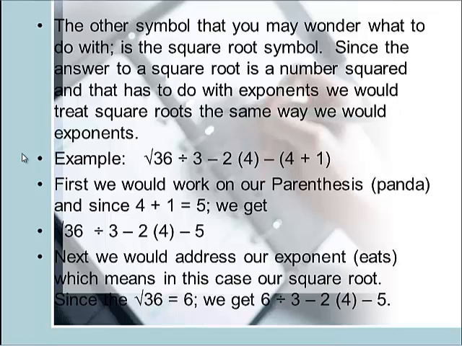First we would work our parentheses, our panda, and since 4 plus 1 equals 5, we get the square root of 36 divided by 3 minus 2 times 4 minus 5. Next we address our exponent, eats, which means in this case our square root. Since the square root of 36 is 6, we get 6 divided by 3 minus 2 times 4 minus 5.